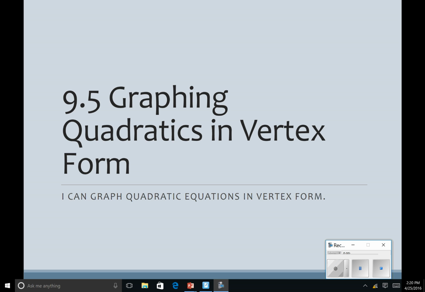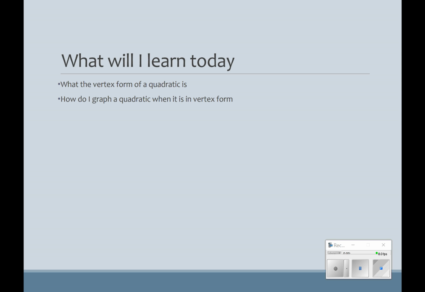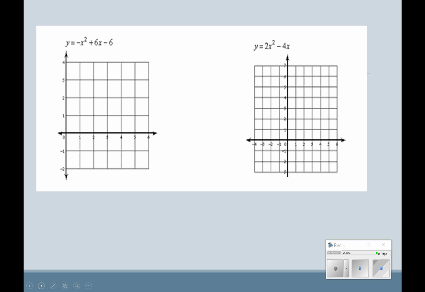So today we are going to be talking about graphing quadratics in vertex form. Last night you graphed them in standard form, and today we're going to talk about vertex form, which is just another form of a quadratic. So you're going to learn what that form is and how you graph when it is in that form.